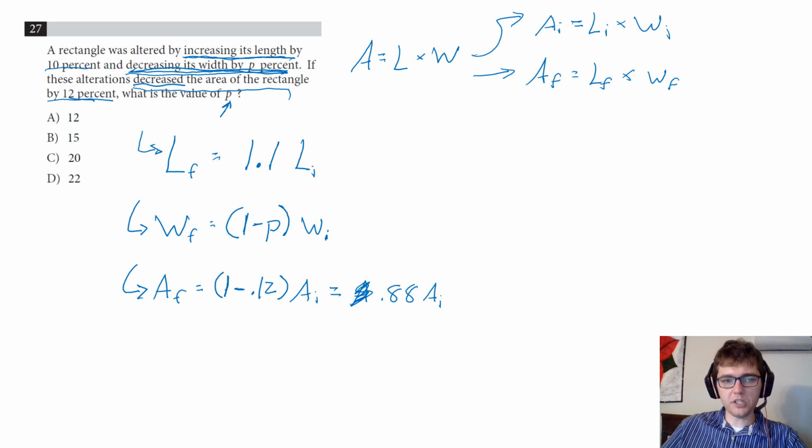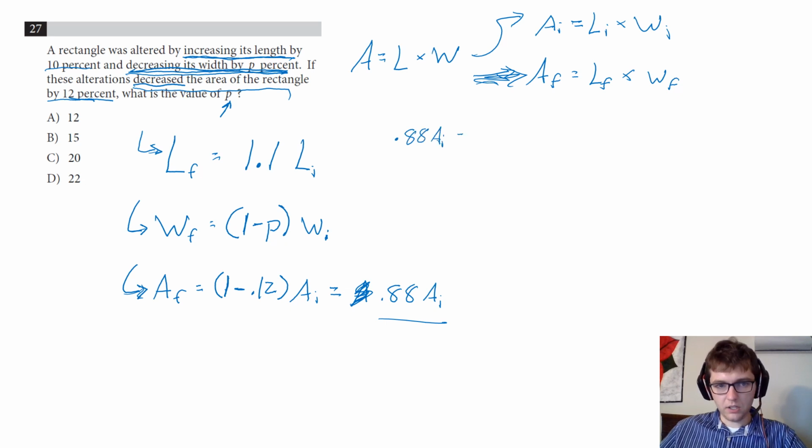And we just went through and put these in terms of length final, width final, area final. So let's go ahead and use this equation first. We have our area final is equal to this 0.88 area initial. So let's go ahead and put that in. 0.88 times area initial is equal to length final, which is 1.1 length initial, times our width final, which is equal to 1 minus p times our width initial.